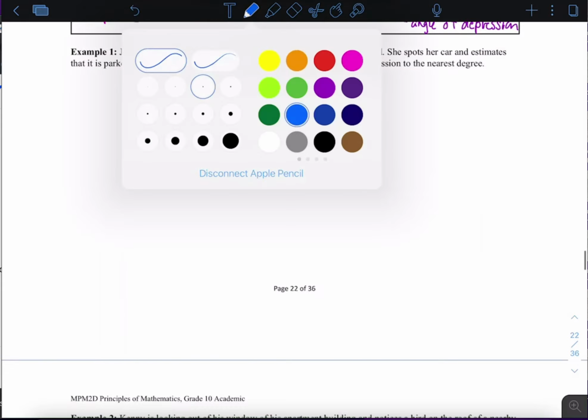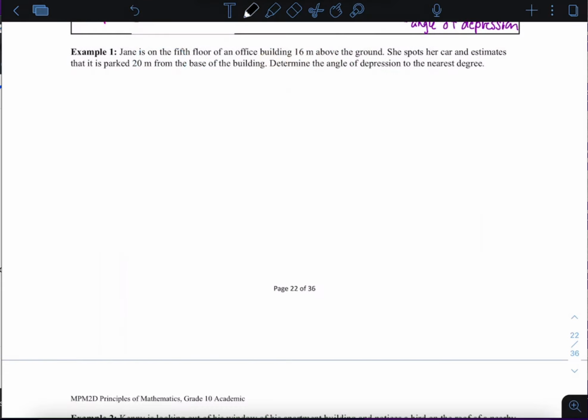All right, so now that we know those two definitions, let's get started with some questions. Jane is on the 5th floor of an office building, 16 meters above the ground. She spots her car and estimates that it is parked 20 meters from the base of the building. Determine the angle of depression to the nearest degree. So this is Jane's building, and it doesn't matter how high the building is. We're going to say Jane is sitting in her office here. This is her. Okay, and we're told that her distance from the ground is 16 meters, and we know that the ground is always at a right angle to a building. So she looks out the window, and she looks at her car, which is somewhere over here.